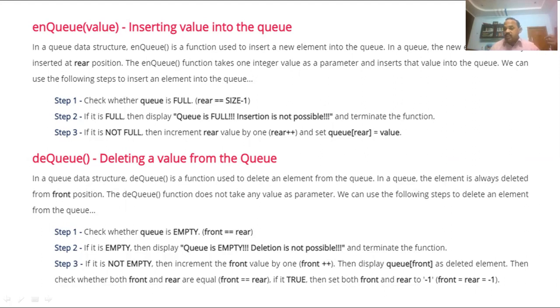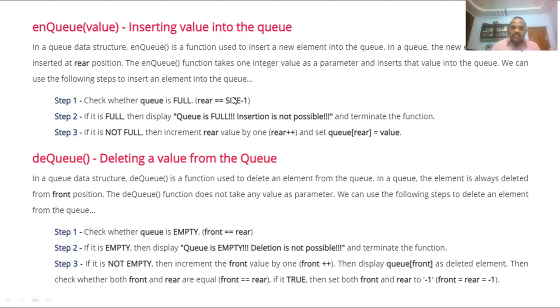In stack operations, we also checked whether the stack is full or not. In which condition in stack? If top equal to max minus 1, the stack is full. Am I right or not? So here also, rear equal to size minus 1. Rear at the last position equal to size minus 1, simply, means the queue is full. Clear? The queue is full. Insertion is not possible and terminate the function.